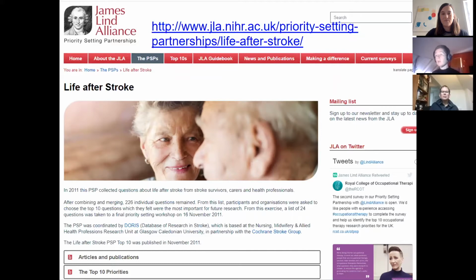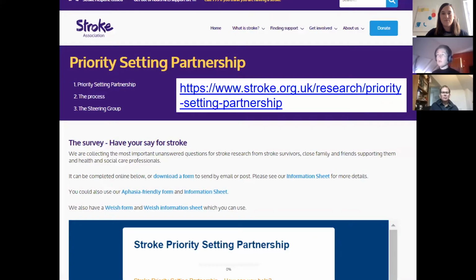However, this work was done in 2011, so arguably is somewhat out of date. But there is now, again within the UK, another priority setting partnership actually ongoing at the moment. This is going to look at research priorities of stroke survivors, carers and health professionals again, but this time right across the whole stroke pathway. So the results of this project are going to be really important in terms of knowing whether things are priorities. This is due to publish early in 2021.